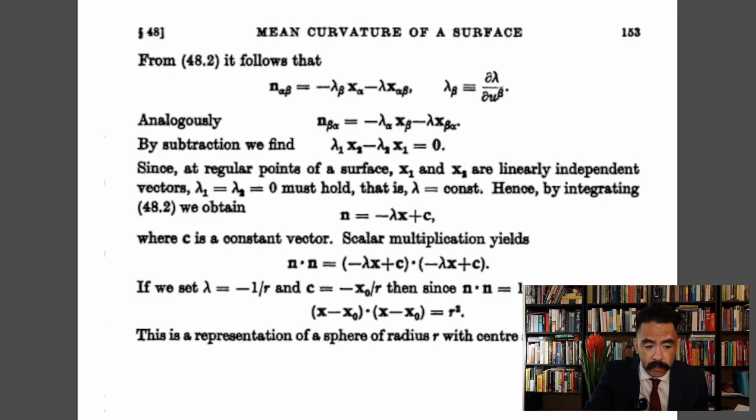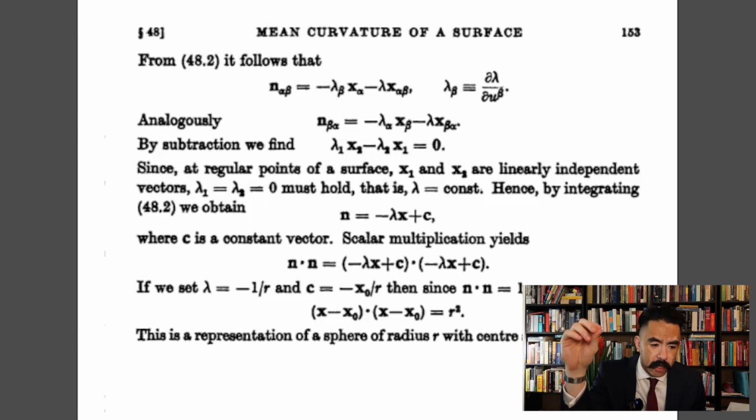Analogously, vector n_{βα} is equal to −λ_α x_β − λ x_{βα}. By subtraction, we find λ_1 x_2 − λ_2 x_1 equals 0. Since at regular points of a surface, x1 and x2 are linearly independent vectors, λ_1 = λ_2 = 0 must hold. That is, λ is a constant.